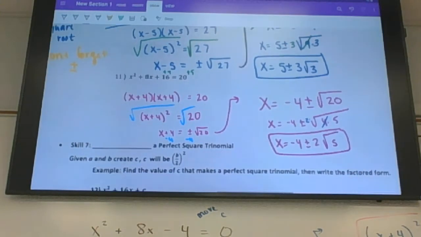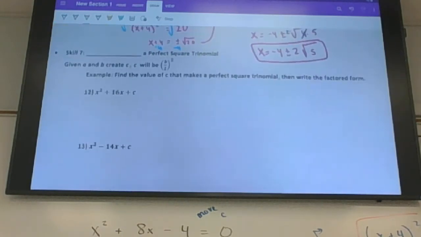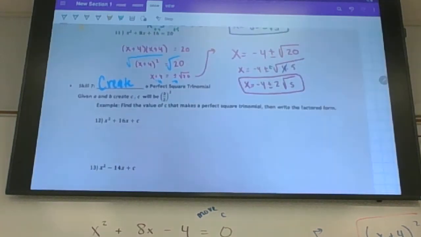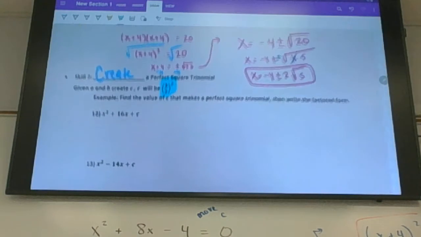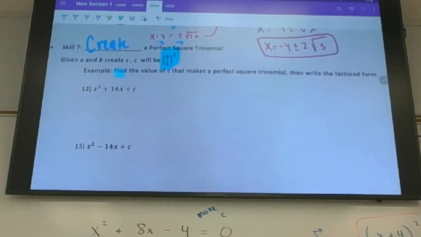So I'm going to do one more thing to practice. Skill 7: create a perfect square trinomial. Given A and B, choose C to make something that could factor easily. So if you have the power to make C anything you want it to be, make C something that factors easily. And the way you make C something that will factor is to put B over 2 and square it. So we're finding the value of C that creates something that will factor.